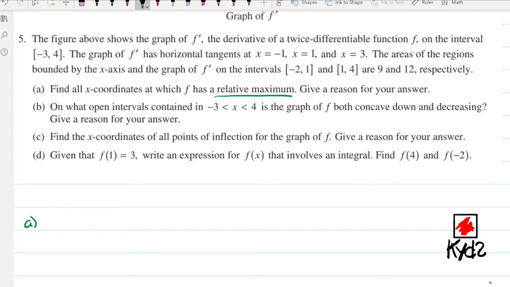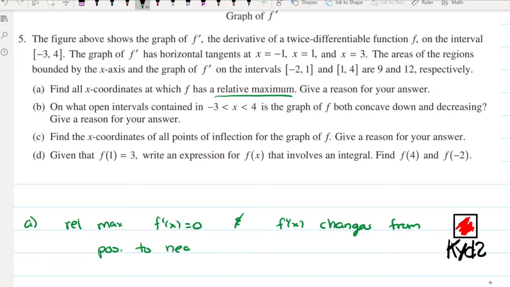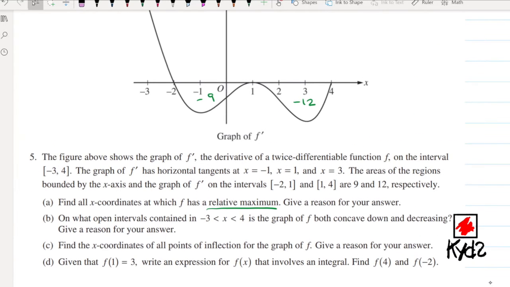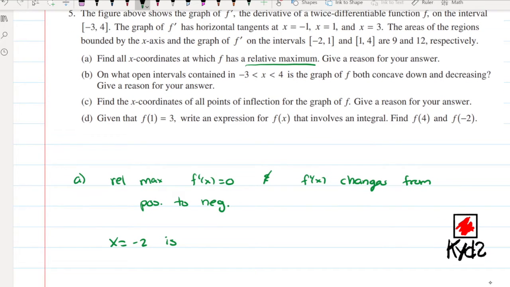So for part A, if we have a relative max, then that means that f prime of x equals 0 and that f prime of x changes from positive to negative. So there's only one place on this graph where that happens, which is right here at -2. So x equals -2 is a relative max since f prime of x changes from positive to negative.